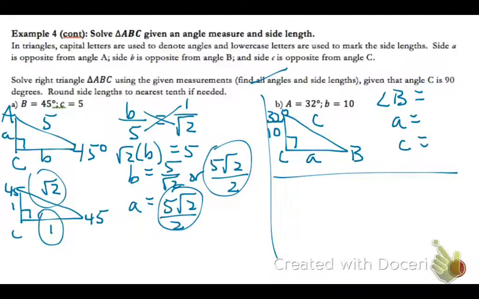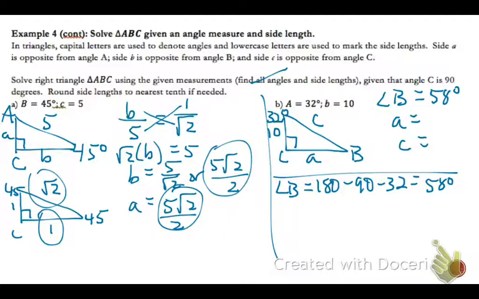So to find angle B, I can simply subtract from 180. So I'm going to subtract off 90 and 32, and I'll get that my angle B is 58 degrees, because the angles in a triangle have to add up to 180 degrees.